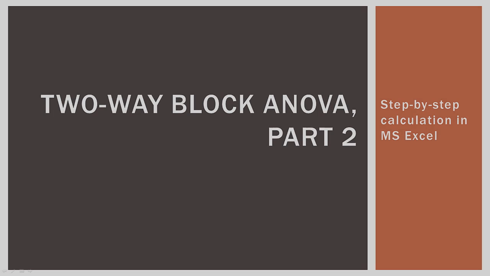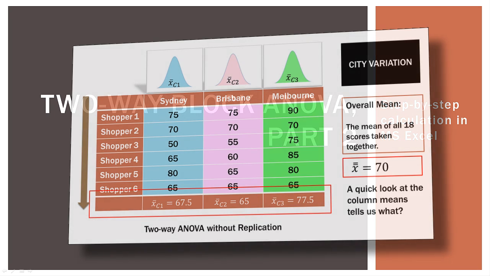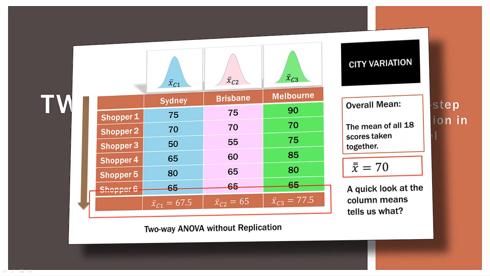So welcome to part 2 of our video on the two-way block ANOVA, also known as the two-way ANOVA without replication, or the two-factor ANOVA without replication. Now hopefully you have watched part 1, so you have a good conceptual background of what the two-way ANOVA actually is. So when we do the actual calculation in part 2, you'll know exactly where it comes from.